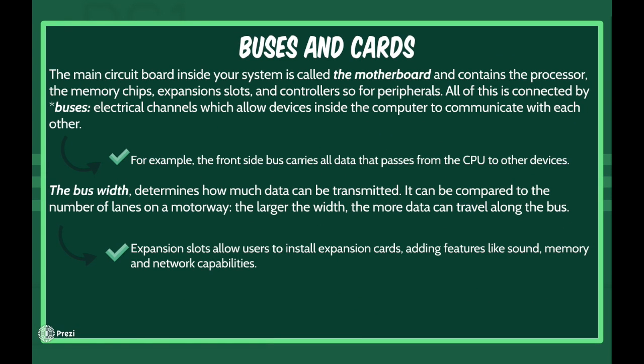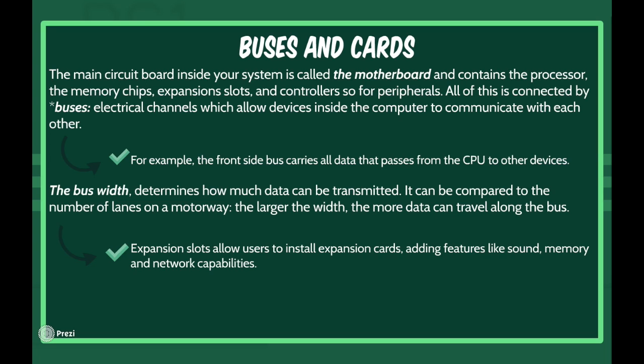This is getting a little bit harder, I know, but I will try to explain it the best way I can. The main circuit board inside your system is called the motherboard and contains the processor, the memory chips, expansion slots, controls for the peripherals, and all the CPU devices. All of this is connected by the buses, which are electrical channels that allow devices inside the computer to communicate with each other, like wires.